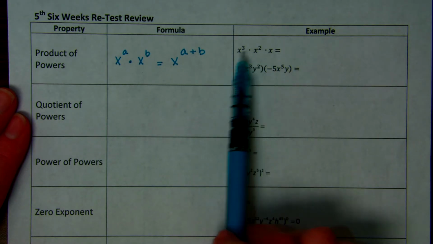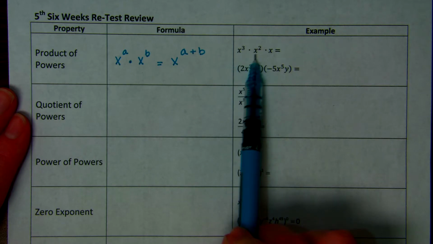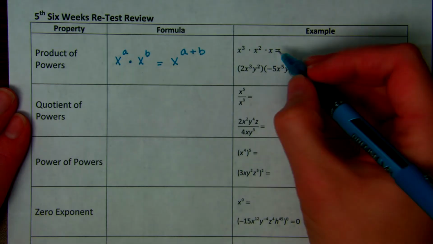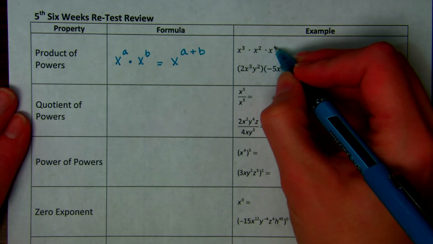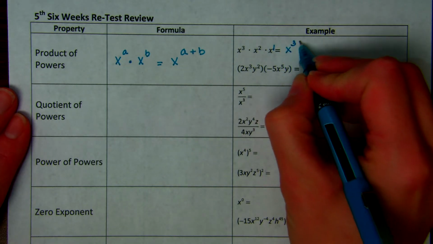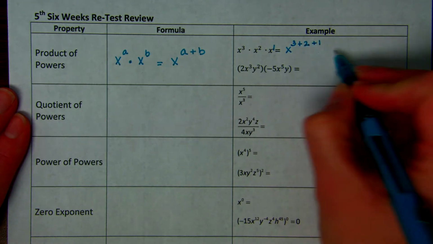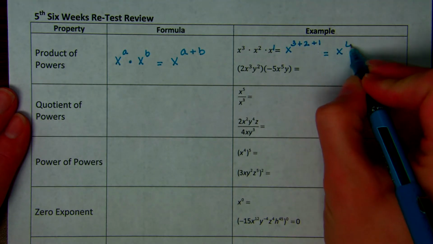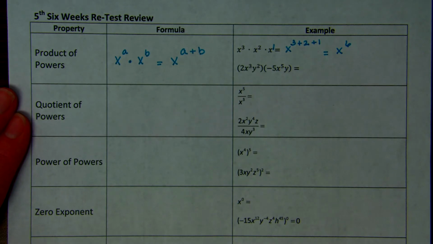So if we look at these examples, this is x cubed, x squared, x, and remember that if you don't have an exponent on a term, that means the exponent is 1. So this is x to the 3 plus 2 plus 1, which is x to the 6th power.